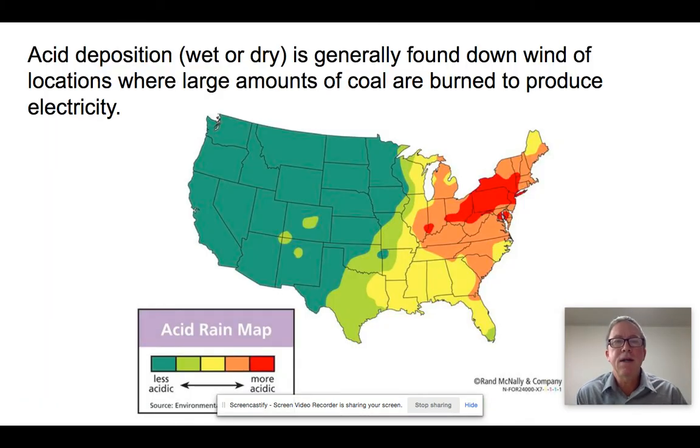Now, if we look at a map of acid deposition, be it wet or dry deposition, we're going to find that usually there is a pattern, and that pattern will indicate how the sources that release it interact with prevailing winds. So the deposition tends to happen downwind of the pollution sites.